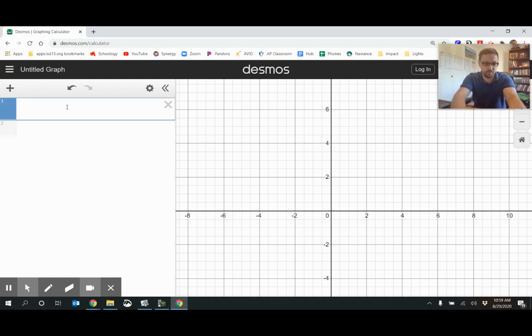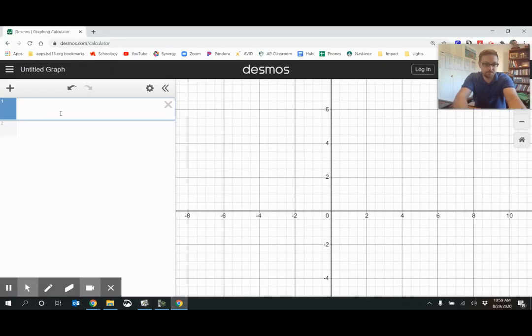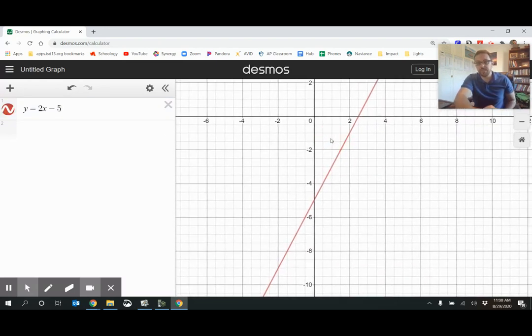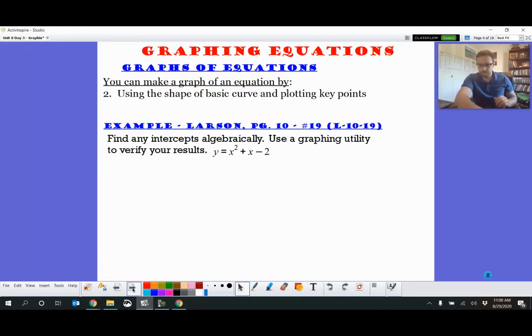It is y equals 2x minus 5. Done. There we go. There's my graph. I can drag this around. It's really easy to get your nice window. And then if you want to know the intercepts, you can just click and then boom, there's my x-intercept at 2.5, 0. And then here's my y-intercept at 0, -5. Done. So I'm not going to actually do that one by hand.